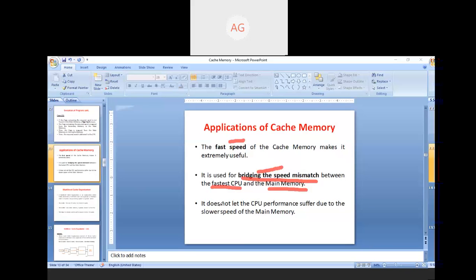The third application is that it does not let the CPU performance suffer due to the slower speed of the main memory. So even if the speed of the main memory is slow in comparison to the CPU, the speed mismatch is being covered by the cache memory. So these are some of the very important applications of the cache memory. Moving to the next slide.